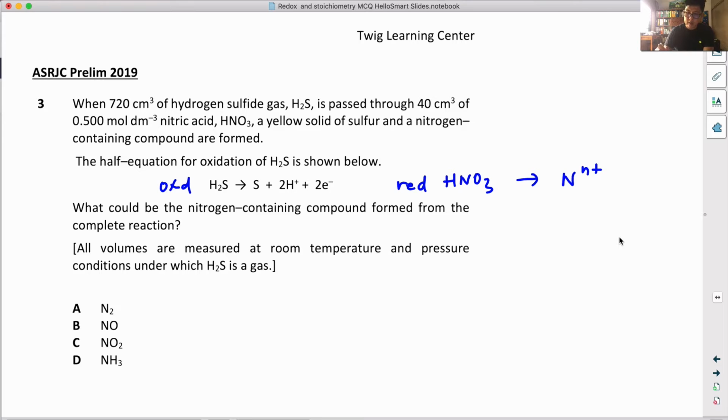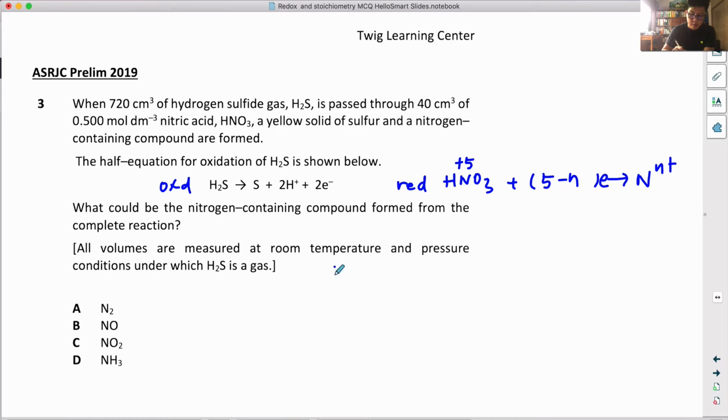Okay, since it's reduction, you need to add electrons. How many electrons should you add? So the nitrogen goes from plus 5 to N, so the number becomes smaller. So I'm going to put 5 minus N electrons here. This is the number of electrons that it has to accept.